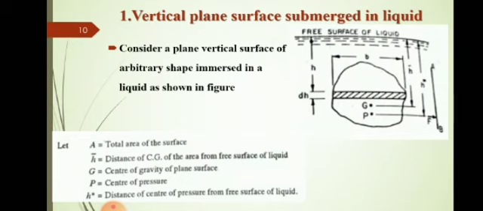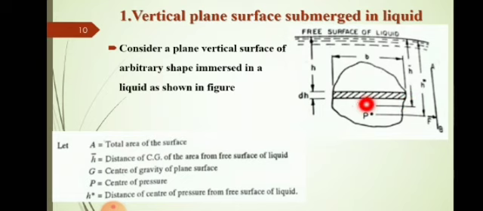Now there are certain markings that are given in the figure. We'll see one by one. First one, let A be the total area of the surface. So this is the surface and capital A is the total area of the surface. Now H bar is the distance of the center of gravity of the area from the free liquid surface. So this is the area under consideration, and point G is the center of gravity of the area, and H bar is the distance of the center of gravity from the free liquid surface.